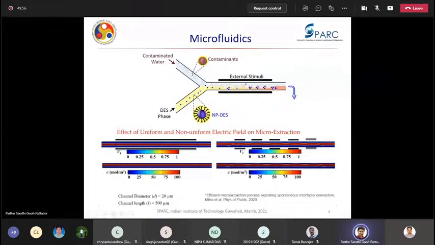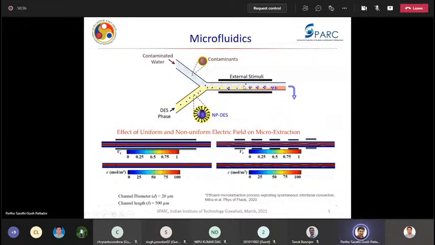Now, you know this microfluidic channel has a very small diameter, so its Reynolds number is very small. So it is very difficult to mix two immiscible liquids or anything within this microfluidic channel. So sometimes we use some external stimuli. It can be a magnetic field, or an electric field, or any other field which can generate some turbulence within this microfluidic channel. It can mix these two immiscible phases, and it can be extracted.